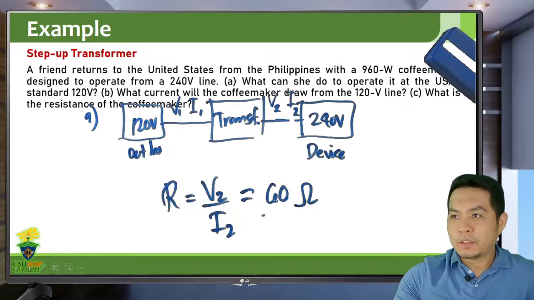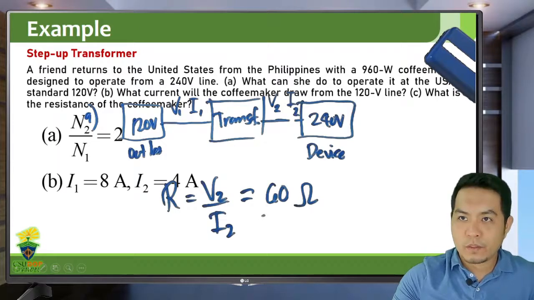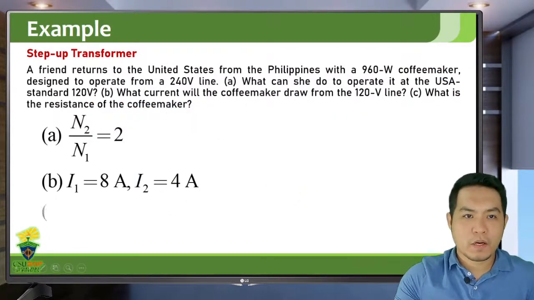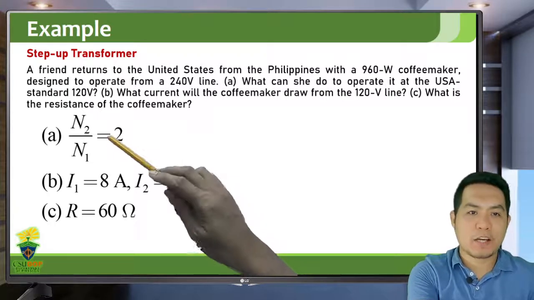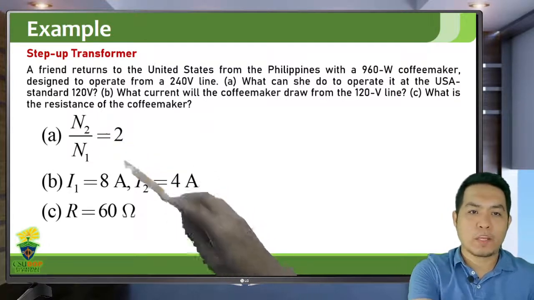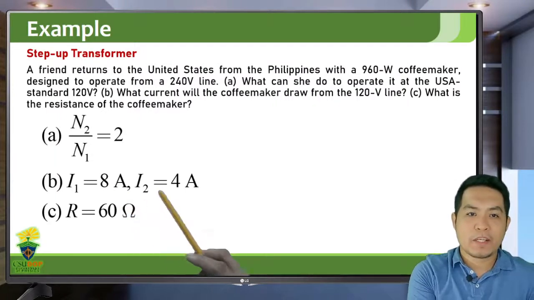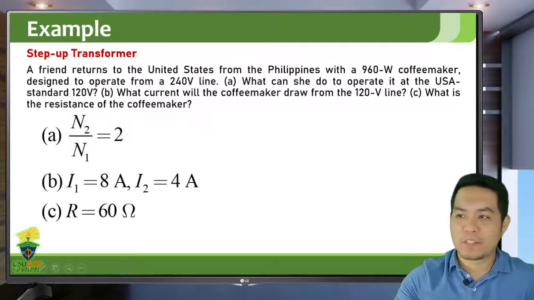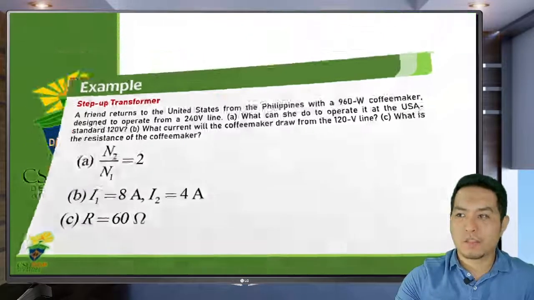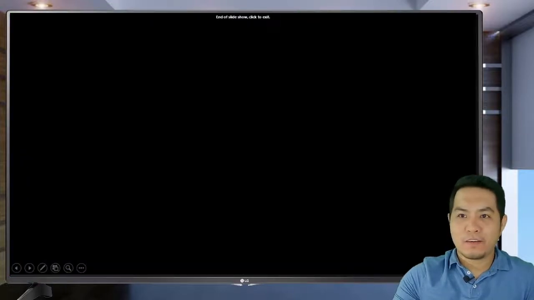So as a summary of our results, the transformer needed must have a ratio of N2 over N1 equal to 2. The primary current is 8 amperes, the secondary current is 4 amperes, and the resistance of our coffee maker is 60 ohms. And so that's it for this lesson or this chapter.